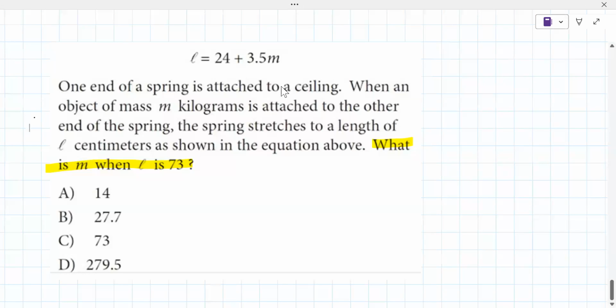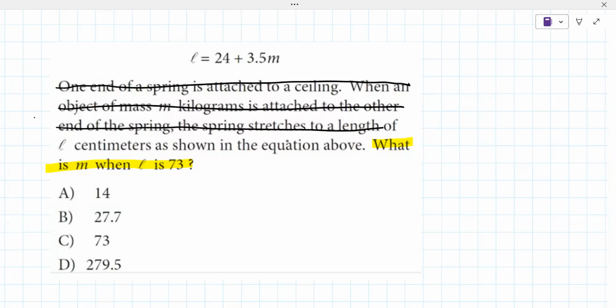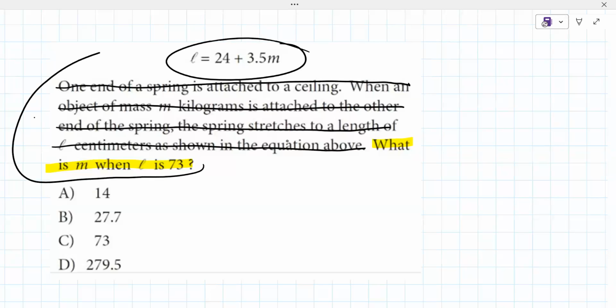One end of a spring is attached to a ceiling. When an object of mass m kilograms is attached to the other end, the spring stretches to a length of L centimeters, as shown in the equation above. Do we need any of that information? Not really. No, we don't need any of it. And what happens when you read all that? It takes you time, wastes time, and makes you get a little off track. So you go back to the equation, you skip all this, and then you solve 73 equals 24 plus 3.5m.